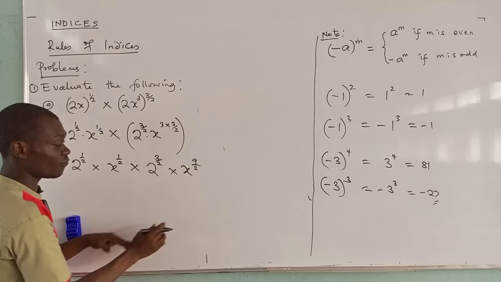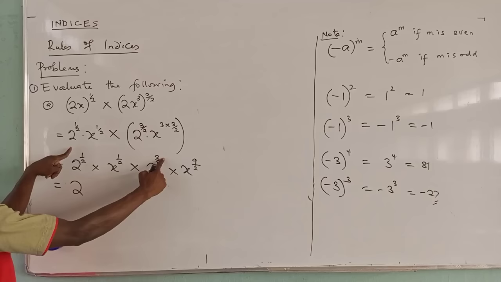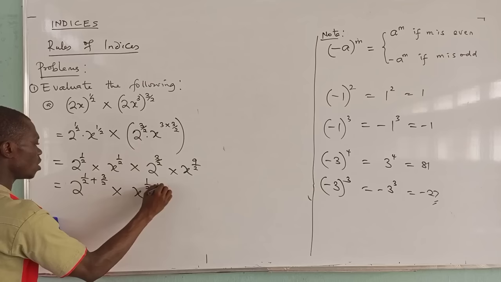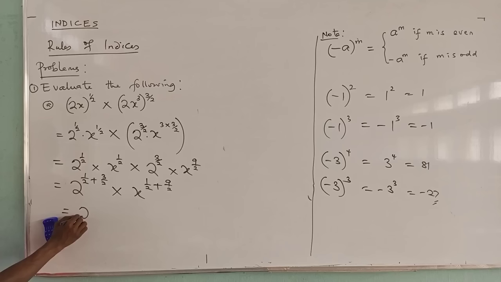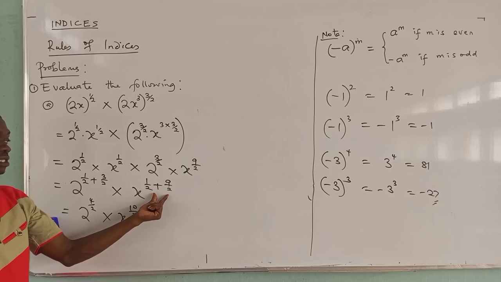So to multiply these 2, I will just pick one of the bases and then add their powers. So I will have 1 half plus 3 over 2. Multiplying x, I will do the same here. I will pick one of the bases and then add up what I have here, which is 1 half plus 9 over 2. And if you do the addition, you are going to have 2 raised to power 4 over 2, and then you are multiplying by x raised to power 10 over 2. Since they have common denominators, you just pick one of them and then add their numerators.